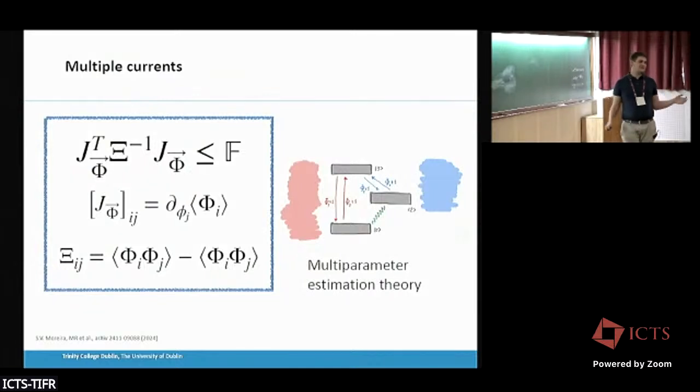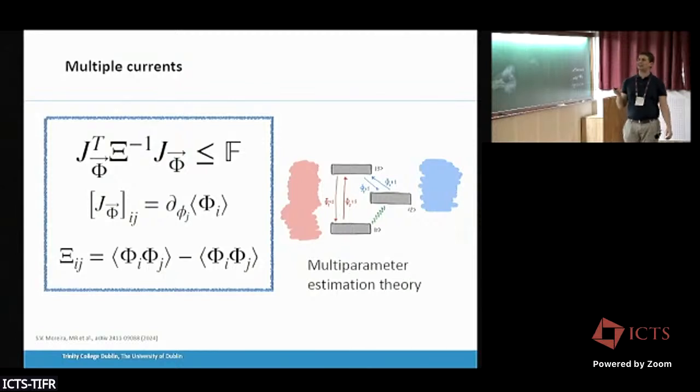Now, we use the formalism of multi-parameter estimation. This is the equivalent of the Cramér-Rao bound in the unbiased case for multi-parameters. I'm not going to introduce the details, but the idea is always the same. So we have the Cramér-Rao bound. This time, everything is a matrix. So the Fisher information becomes a matrix. We use the instruments of multi-parameter estimation theory, and we obtain new bounds.